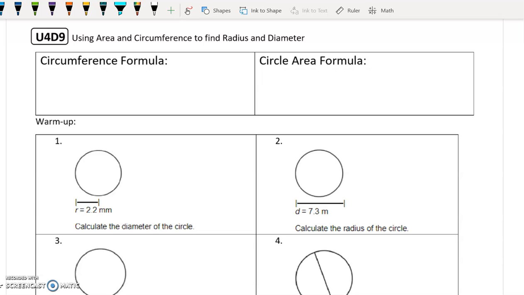All right. Hello, everyone, and welcome to the Unit 4, Day 9 lesson. This is going to be a continuation of talking about area and circumference for a circle.